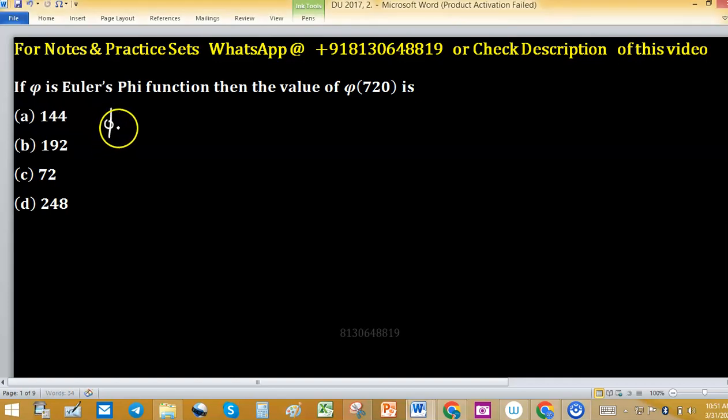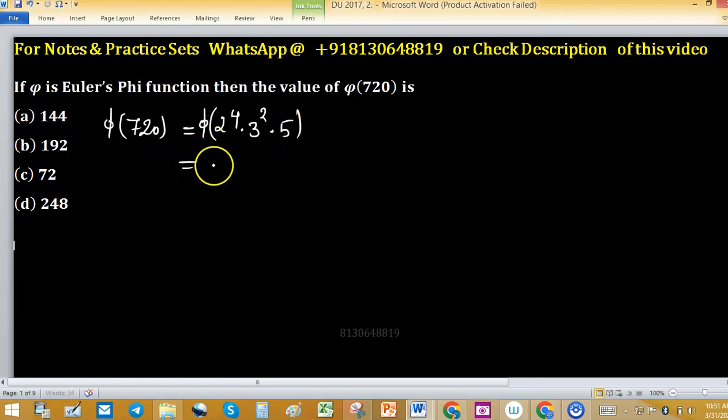We have to find the value of the Euler Phi function of 720. To find this value, first write 720 as a product of prime powers. So 2 raised to the power 4 into 3 squared into 5, and apply the phi function.